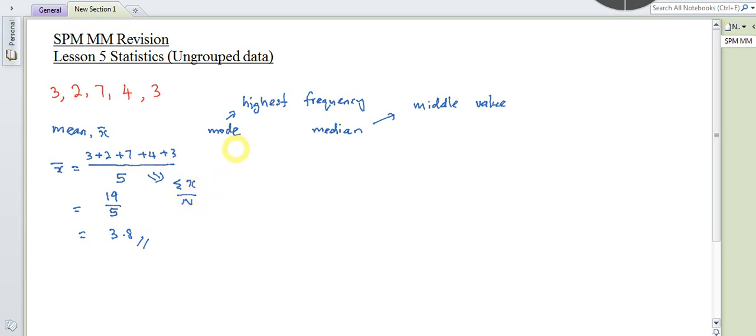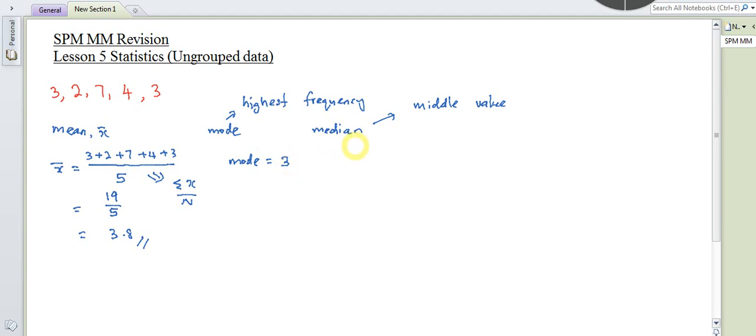Okay, so how about mode? Mode, you don't have to calculate. You just look at the data and see which data happens the most. Let's say here you have 1 time of 2, 1 time of 7, 1 time of 4, and you have 2 times of 3. The mode will be 3.